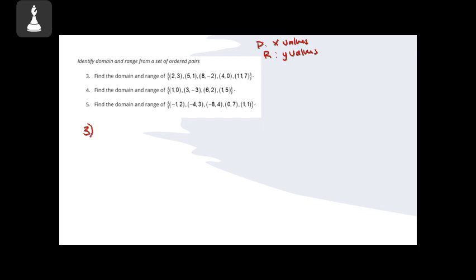You are just going to list D for domain, R for range, use some curly braces, and list the x values in numeric order. So the smallest x value I have is 2. Then I have 4, 5, 8, and 11. And I'm going to do the same thing with the range values. I'm going to list them in numeric order. So the smallest is negative 2, then 0, then 1, 3, and 7. And you'll end with curly braces when you're done.